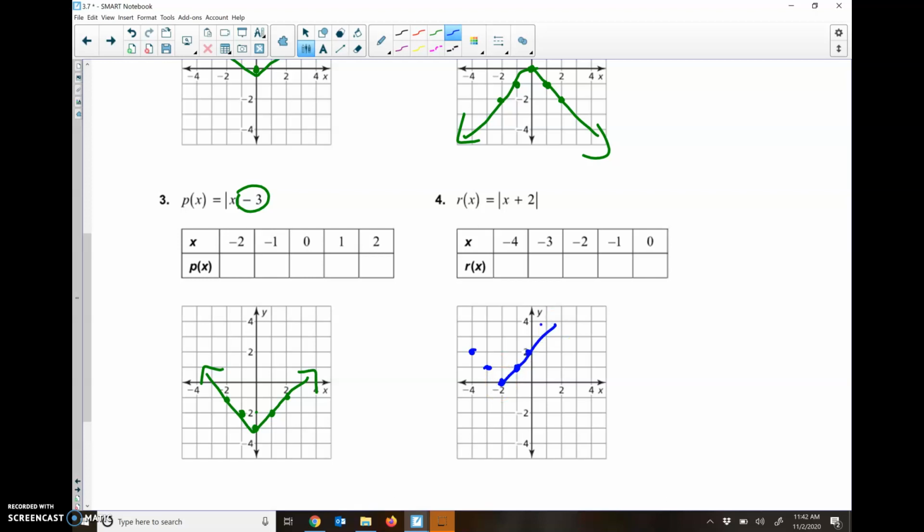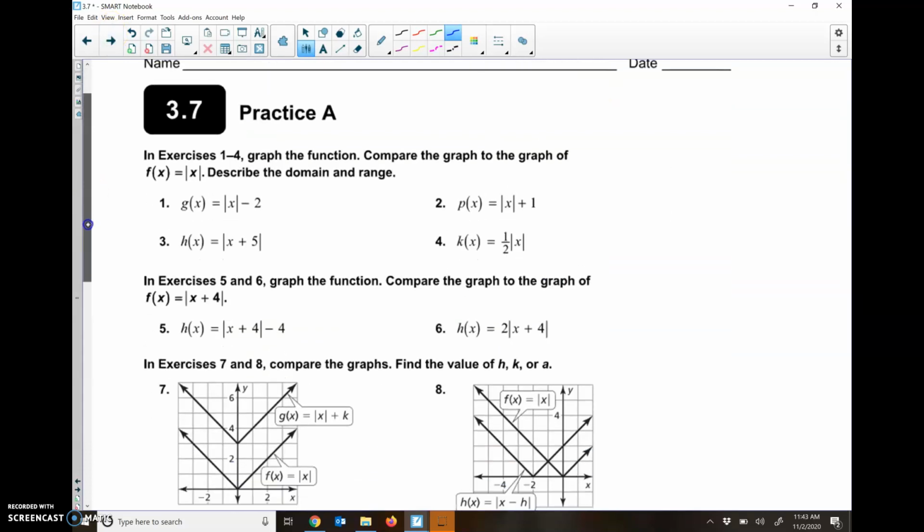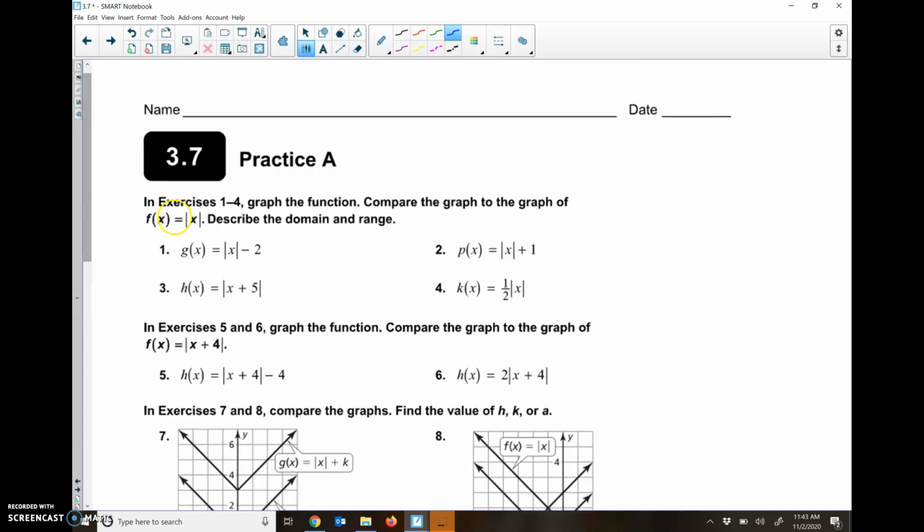So a lot faster if we understand the shortcuts I gave you yesterday and today when we're talking about graphing. All right, so here it wants us to compare the graph to f of x, same thing, and then it wants us to describe the domain and the range. Okay, so if I'm looking at this, I have absolute value of x minus 2, so that minus 2 is outside the absolute value bars, so that's going to end up moving my graph down 2 spots. So that's what that's going to do.